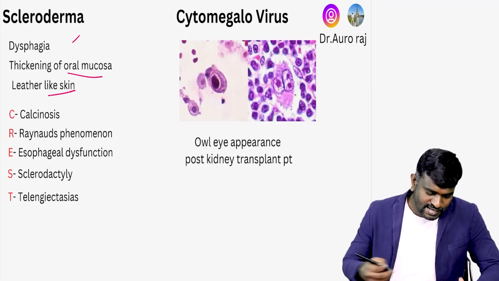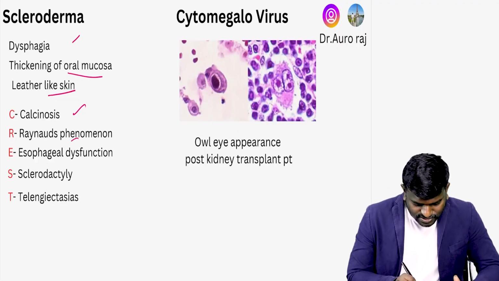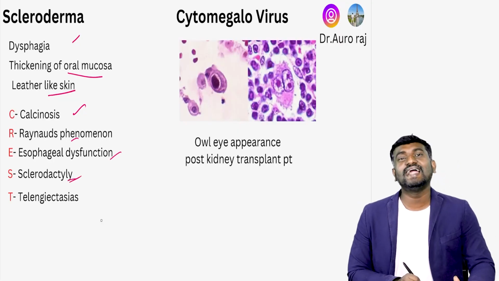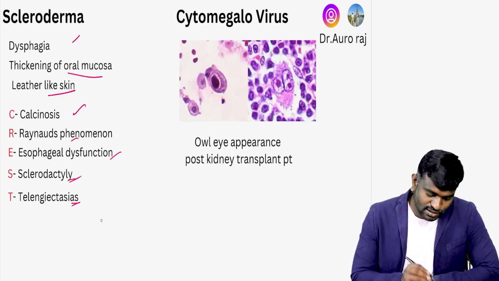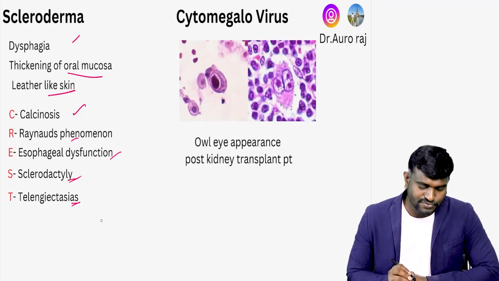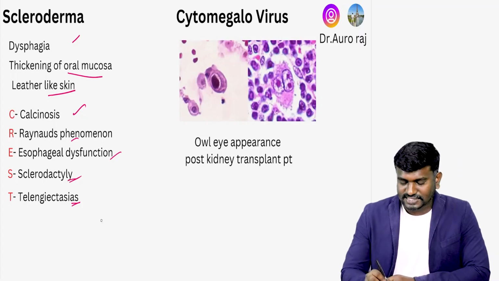Let's revise straight away. C is for calcinosis, R is for Raynaud's phenomenon, E is for esophageal dysfunction, S is for sclerodactyly, and T is for telangiectasia. Once again, CREST. C is for calcinosis, R is for Raynaud's phenomenon, E is for esophageal dysfunction, S is for sclerodactyly, and T is for telangiectasia.